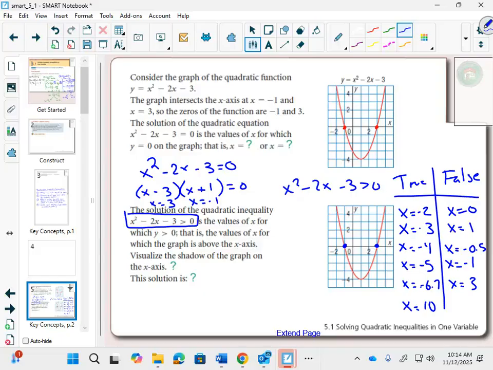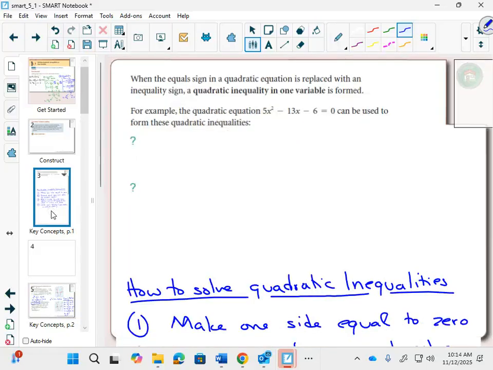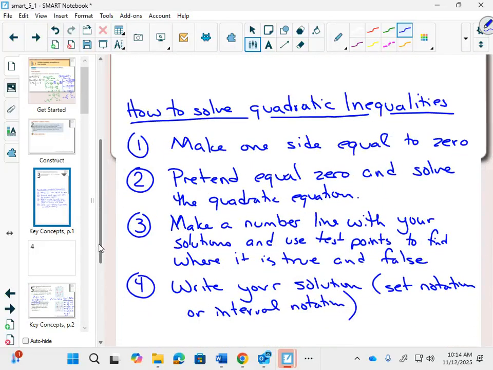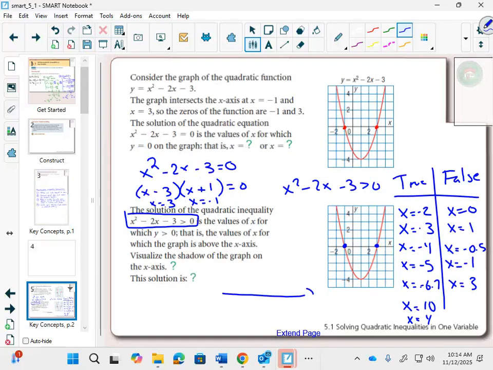Anything bigger than 3, if you tried 4, 16 minus 8 is 8, minus 3 is 5. It works. So what we're going to do in the steps here, it says, once you have solved it, make a number line with your solutions. So here's my number line, here's my solutions, minus 1 and 3.